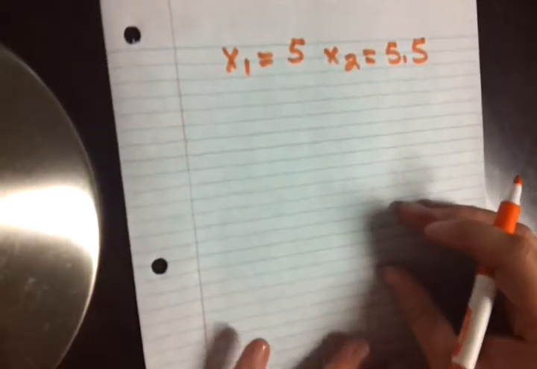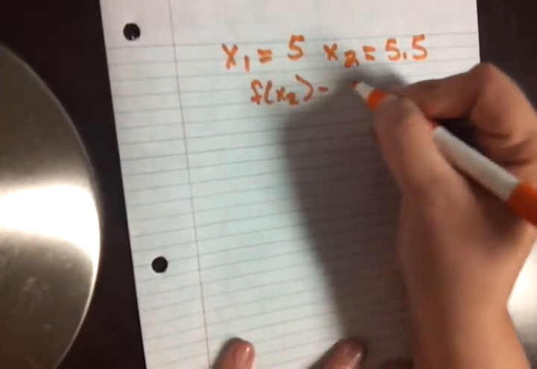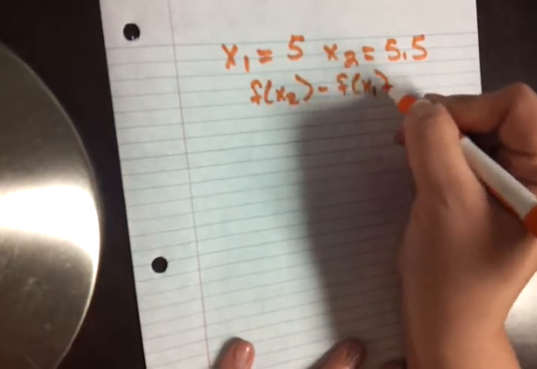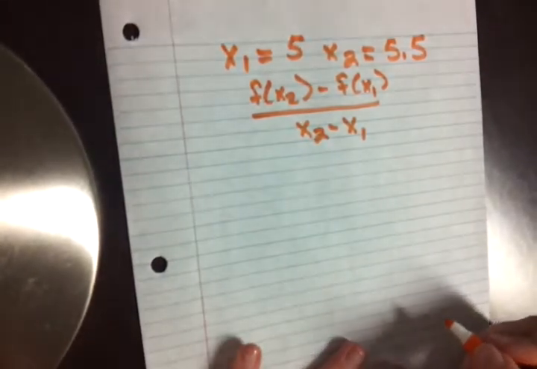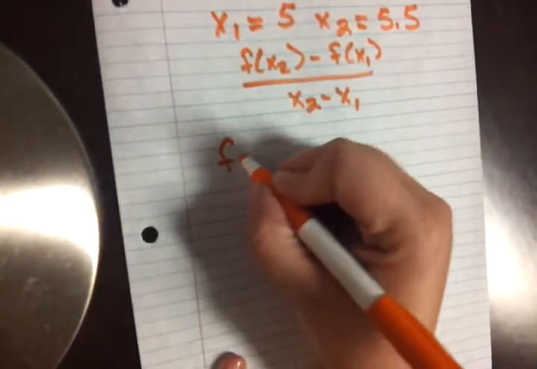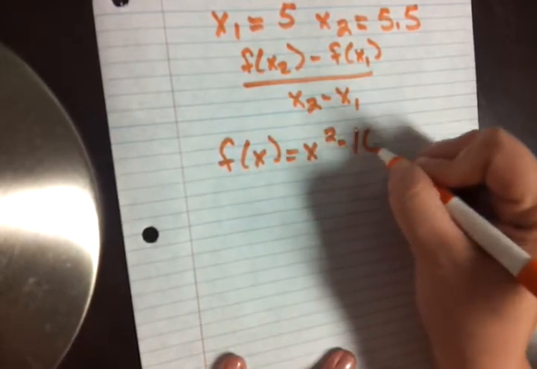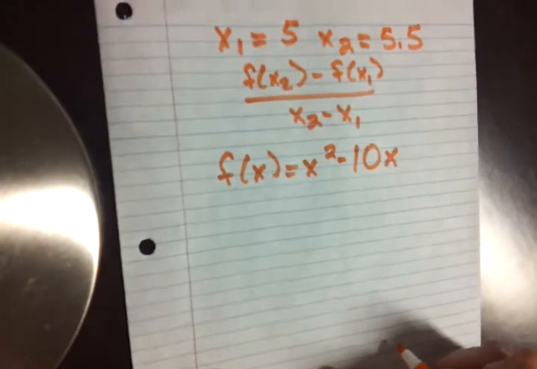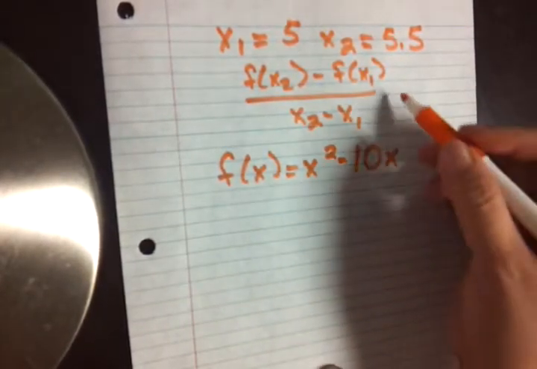Okay? So we need to plug this back into our f of x2 minus f of x1 over x2 minus x1 formula. Okay? So let's remind ourselves what f of x was. f of x is x squared minus 10x. Now I'm just plugging in the values. I'm going to plug in the 5.5 to the first one here.